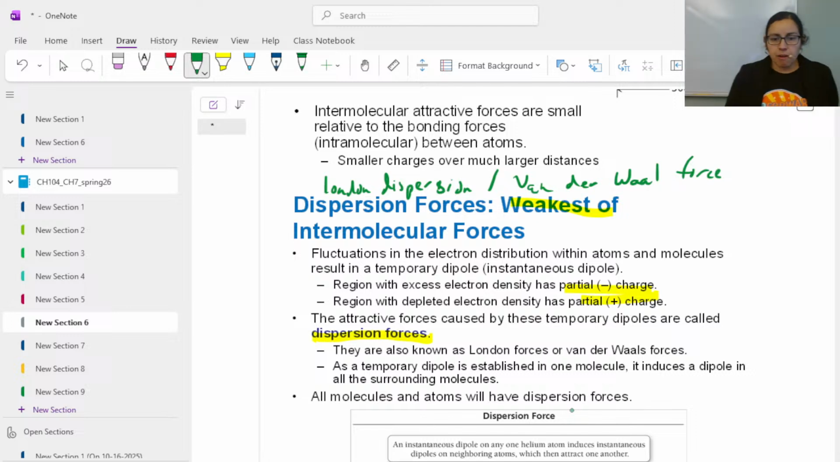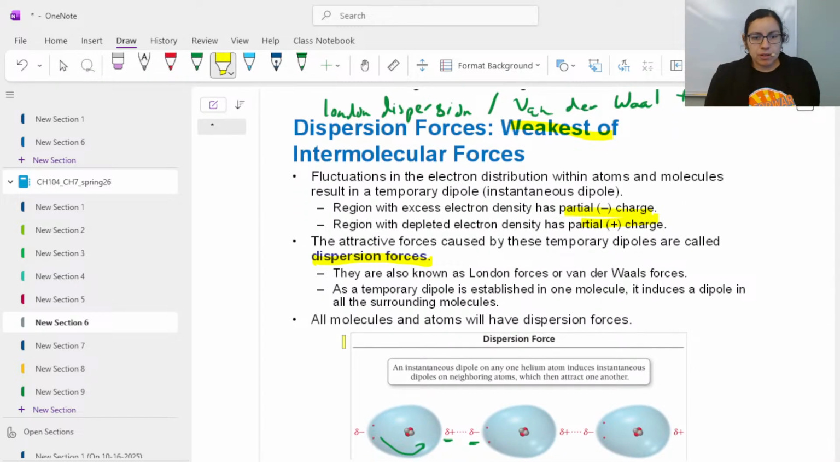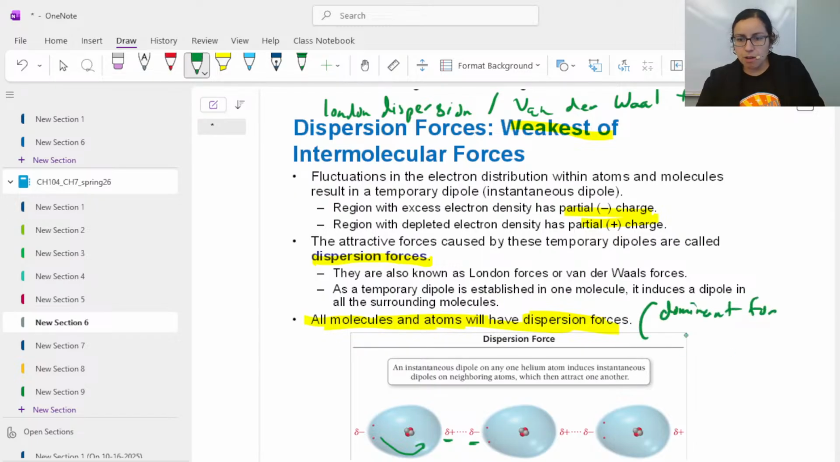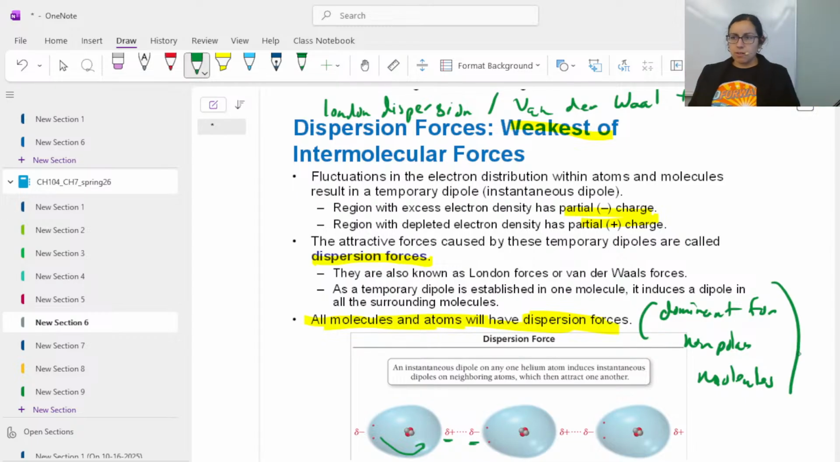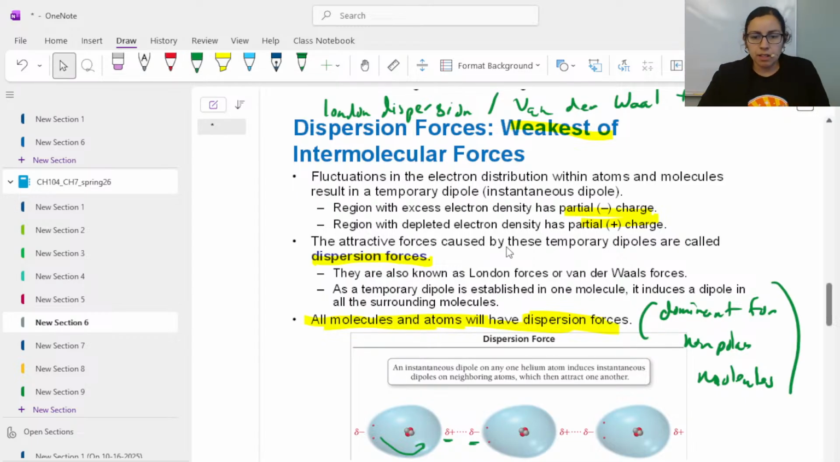Again, a temporary dipole is established and could induce a dipole in our surrounding ones, but then it'll keep moving around, and that effect will either weaken or move around. Important to note is that every molecule and atom has a dispersion force. It's just that for other molecules, once we get to polar and hydrogen bonding, those are so much stronger that we don't really take into account our dispersion forces. We only really compare our dispersion forces with our nonpolar molecules. So maybe I'll add that it's dominant for nonpolar. For our nonpolar molecules, they are mainly dictated by just the London dispersion forces.